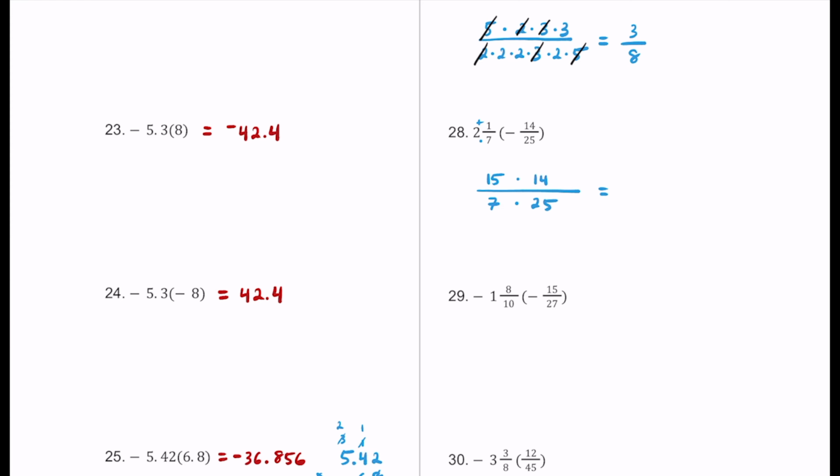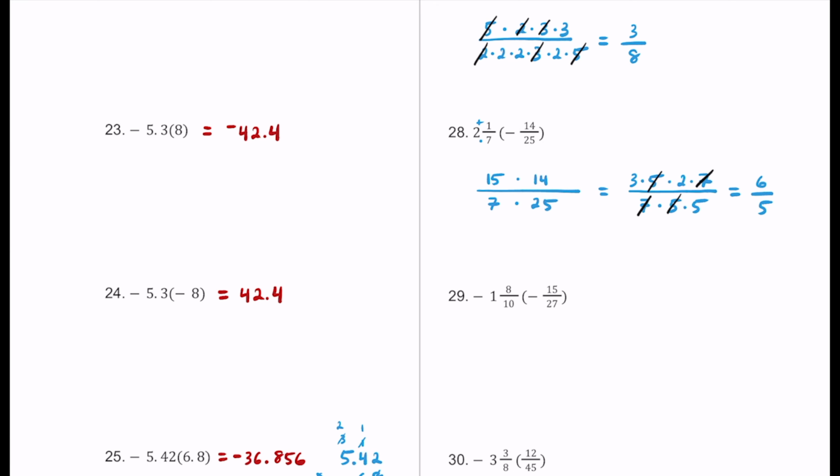Okay, now let's see if we can break this down. So this 15 can break into 3 times 5, and then this 14 can break into 2 times 7. This 7 on the bottom is already prime, so it can't be broken down, leave that alone. And then 25 can be broken down into 5 times 5. Okay, so we can go ahead and cross cancel a 5 and a 5, that's a common factor, and then a 7 and a 7 is a common factor. Okay, I think that's it. So we can multiply this 3 and 2 together. That's going to get a 6 for the numerator, and on the denominator we just have a 5, so we're going to get 6/5.